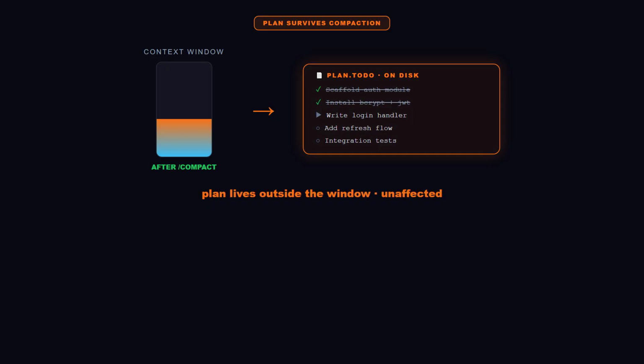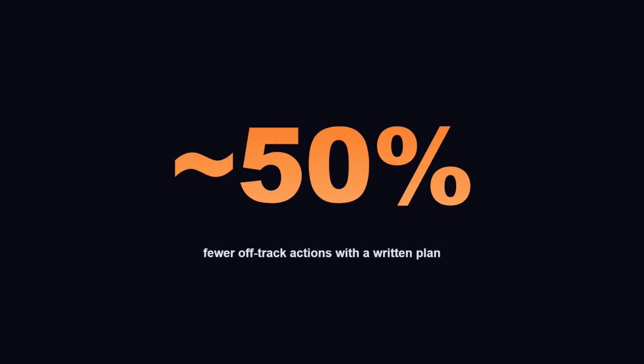In my tests, giving an agent a written plan cut off track behavior by more than half. No new model, no bigger window. Just writing the plan to disk. Planning is not overhead. Planning is memory that does not fade.